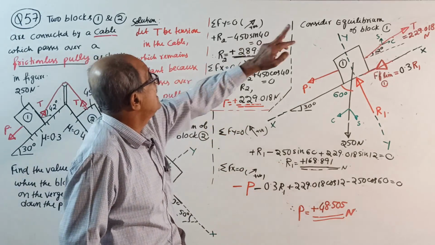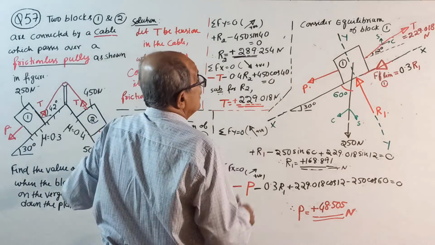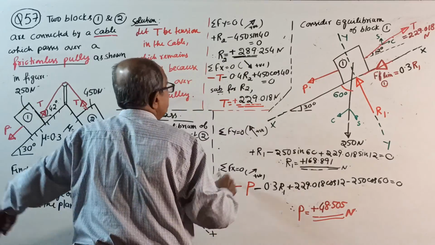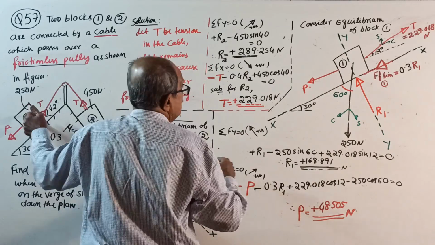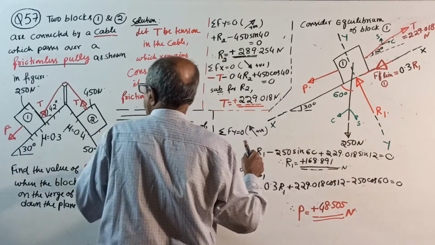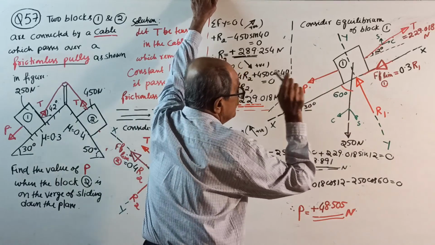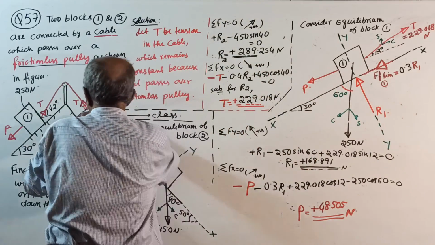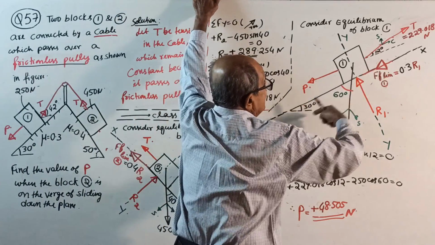Now, consider equilibrium of block 1. One important thing: when you consider equilibrium of block 1, force P is along the plane, and the weight is 250 Newton down. If this is 30 degrees, this is 60 degrees, so cos and sine are clear. R1, and I already told you, when this block is sliding down, this one will move up, so friction is down.